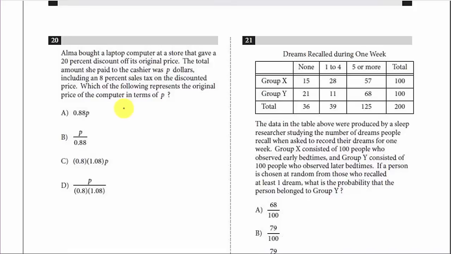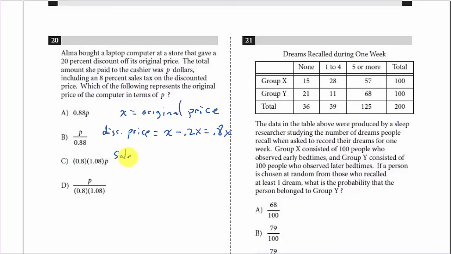So let's start off by saying that X is the original price. Now we need the discounted price. What would be the discounted price? Well, the discounted price is equal to the original price minus the discount. It's 20% off the original price, so we need 20% of the original price. That's 0.2 times the original price, 0.2x, which is equal to 0.8x.